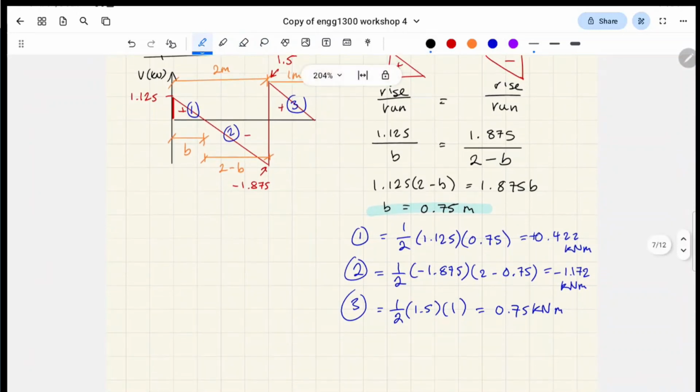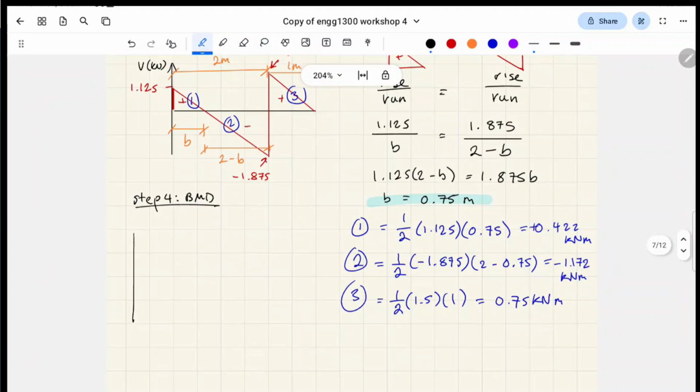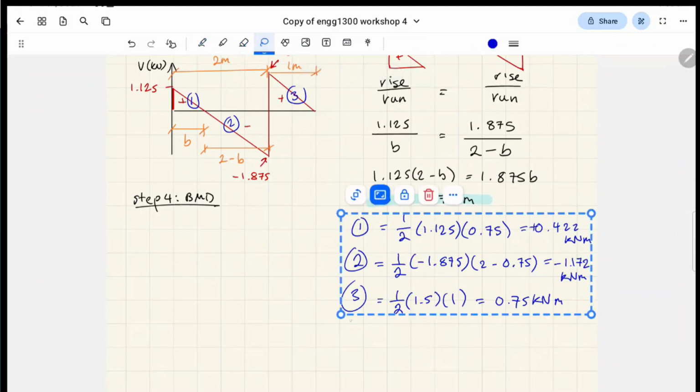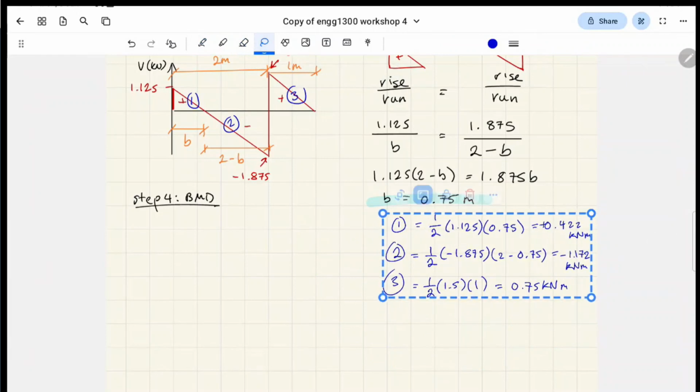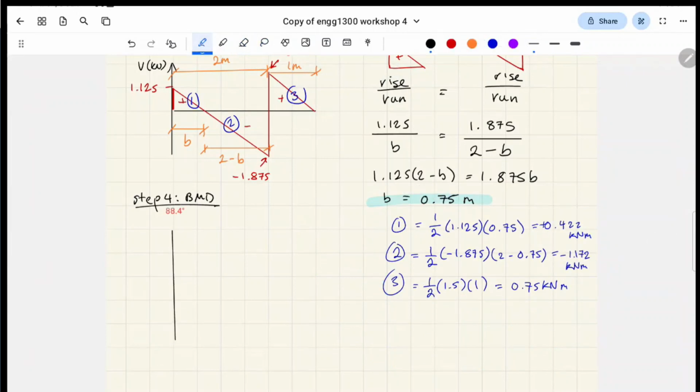All right, so now I'm going to do the bending moment diagram. I'm going to make that a bit smaller and give myself some space. I'm going to line it up with the shear force diagram vertically so that I don't have to redraw my lengths.